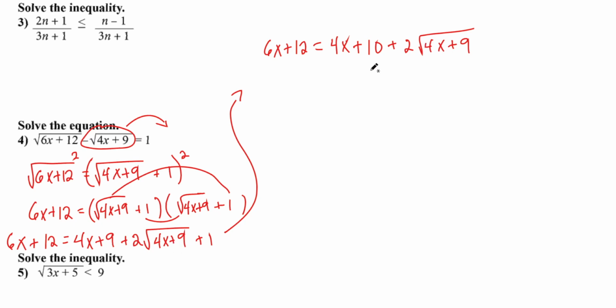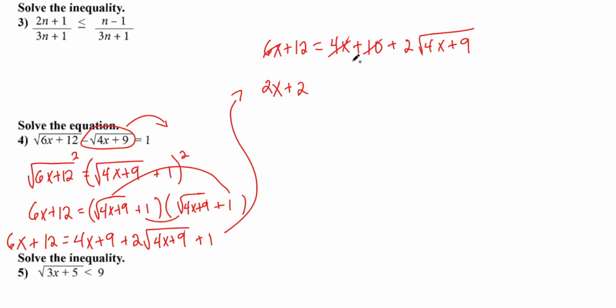All right, now what I can do is try to get x's on the same side. And then I want to eventually get rid of that square root again. So what should I do? Let's get rid of that 4x. Let's put it over here. What does that give us? Minus 4x gives us 2x. And then let's get rid of this 10. How do I get rid of that 10? Minus 10 gives me plus 2.